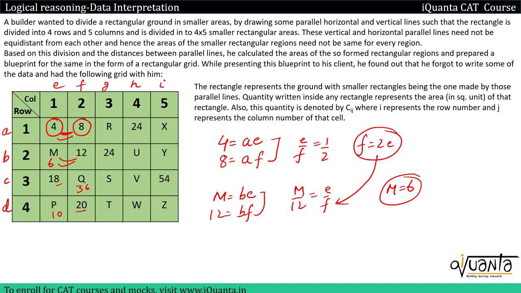Similarly, I'll relate the areas of column 2 and 3. Here I have 12, here I have 24. I can see that area in column 3 will be twice the area in column 2. So if I have 8 here, here I have 16, twice of 8. I have 36 here, I'll have 72 here, 20 here, so 40 here.